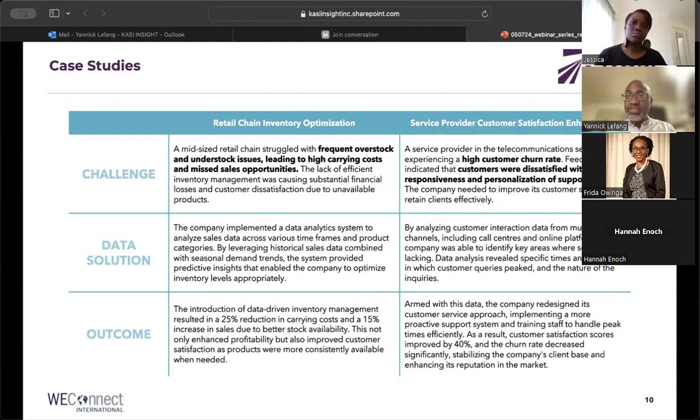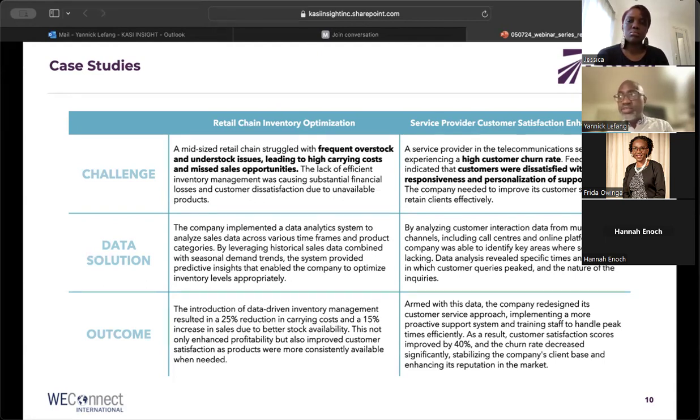And so you're missing sales opportunities. There's a lack of efficiency in terms of managing your inventory, which is causing substantial financial losses. In this case, for example, data can allow you to analyze your sales data across various time frames and product categories, right? You can leverage historical sales data to understand seasonal demand trends and better align your inventory based on that, right?